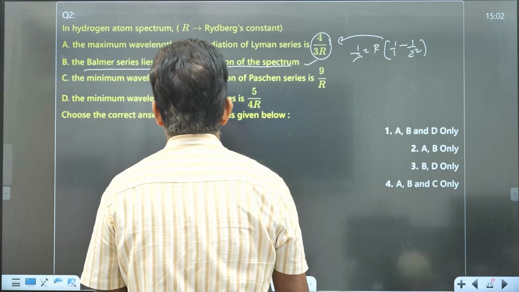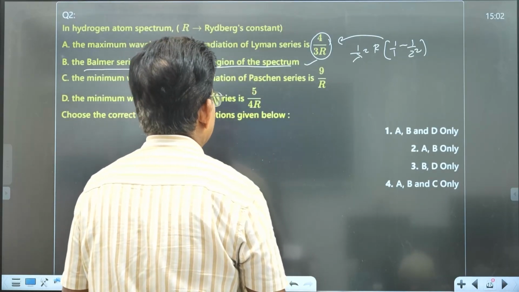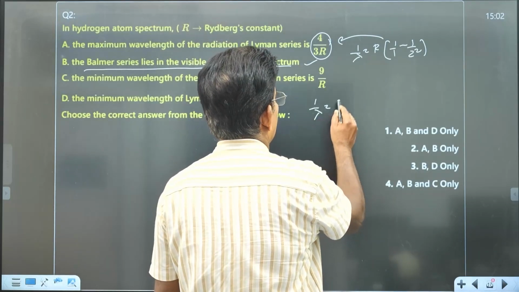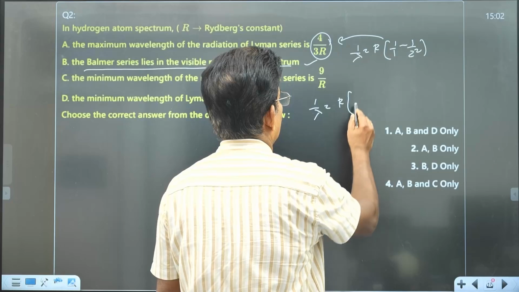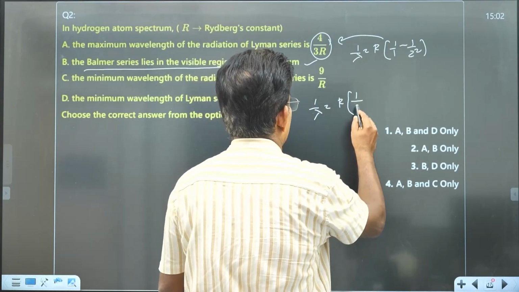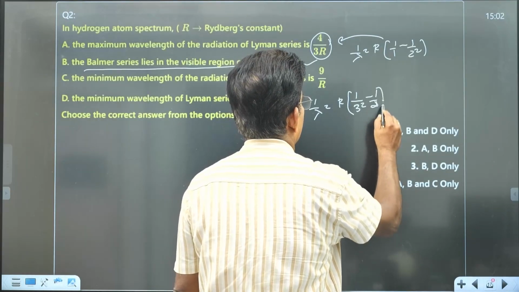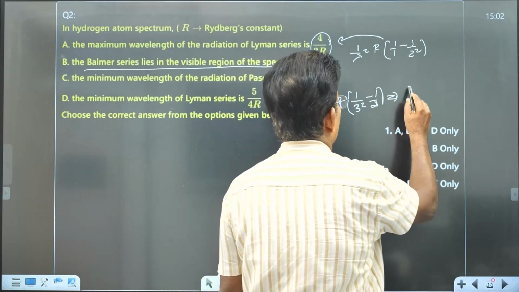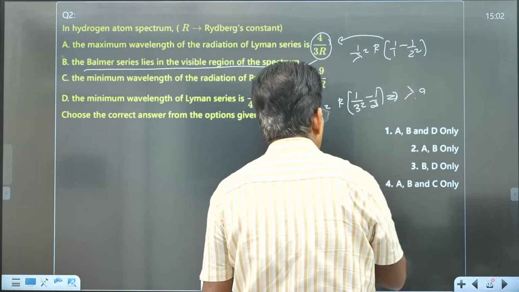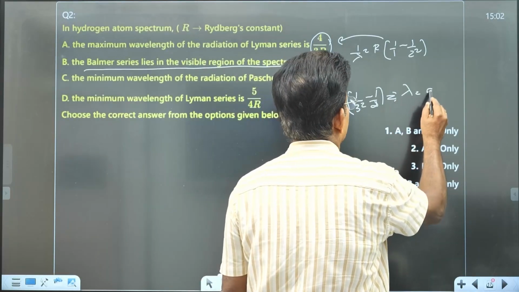Then the minimum wavelength of the radiations in Paschen series. Minimum wavelength is maximum energy. What is the transition? 1 by lambda is equal to R into 1 by 3 square minus 1 by infinity. That gives you lambda is equal to 9 by R. So that option is also correct.